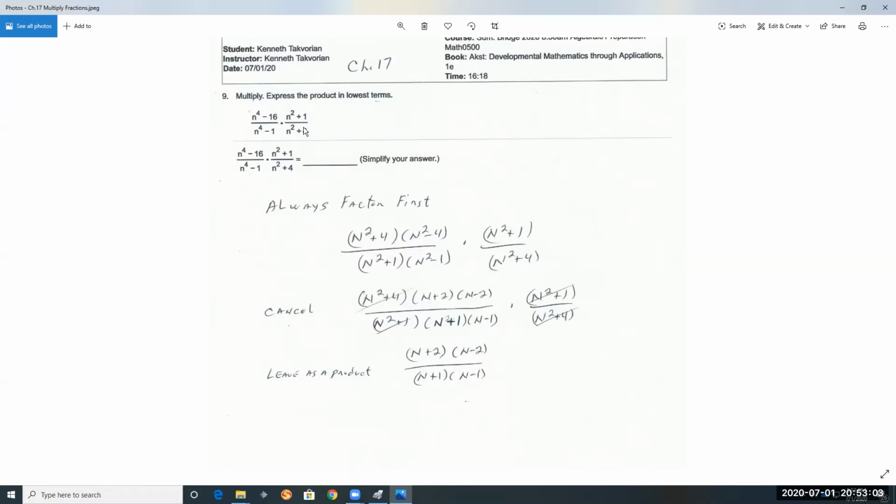The second quantity, all I did is put the binomials in parentheses to emphasize factored as a unit. I don't want separate pieces, I want a unit, so I put the parentheses around each. Now I look for like factors, so this factor and this factor cancel, leaving a 1. This factor and this factor cancel, leaving a 1. And I'm left with the following factors: n plus 2 times n minus 2 over n plus 1 times n minus 1.